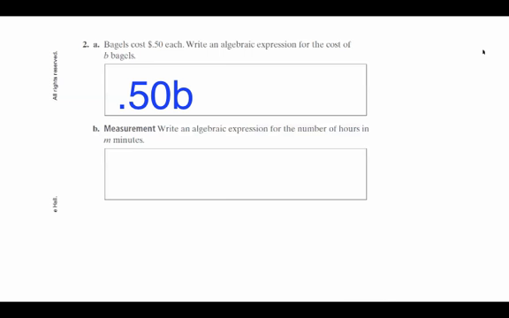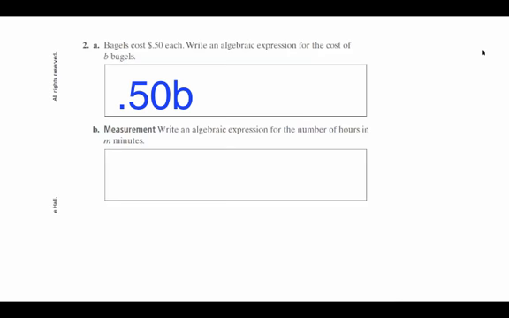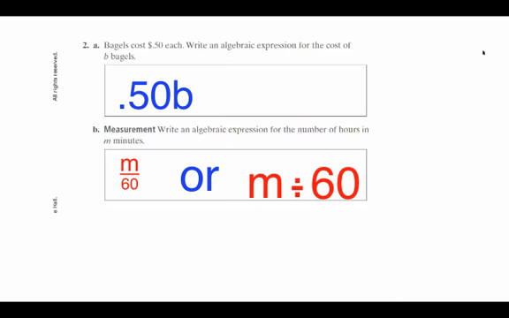For part B, it says write an algebraic expression for the number of hours in m minutes. That means we're going to take the minutes, m minutes, and divide it by 60, because there are 60 minutes in 1 hour. Now, when we write division problems, we can either write them as a fraction or we can write them using a division sign. Now is a good time to pause the video if you need more time to copy down these notes.